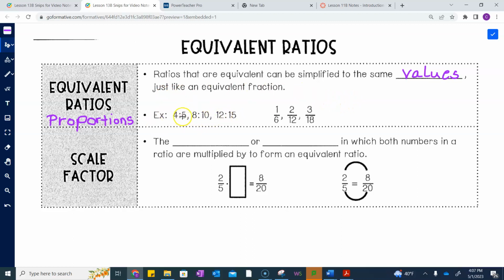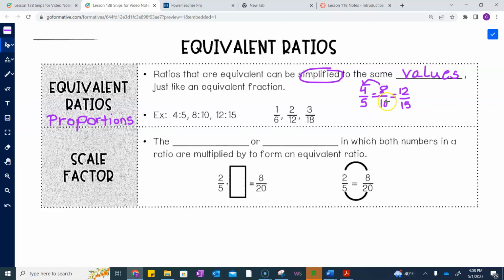So here are some examples. We have 4 to 5, 8 to 10, 12 to 15. You can write those with colons, but remember those are also fractions. So 4 to 5, 8 to 10, and 12 to 15. When you look at these fractions, they are all equivalent, because when we simplify the fractions, they all simplify to 4/5.